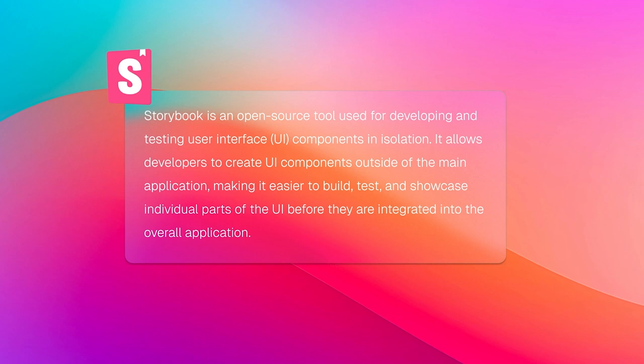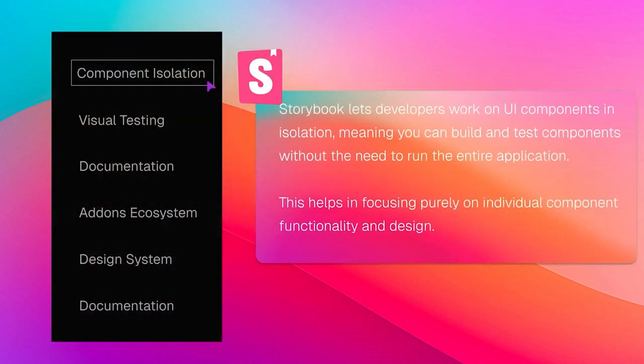So as I said, this is not a tool that you're going to be using day to day. And also this is not a tool that you're going to be using for a smaller application. So it provides a lot of benefits. The first thing it provides is component isolation. Storybook lets developers work on the UI component in isolation, meaning you can build and test components without the need to run the entire application. And this helps in focusing purely on the individual component functionality rather than on the entire application.